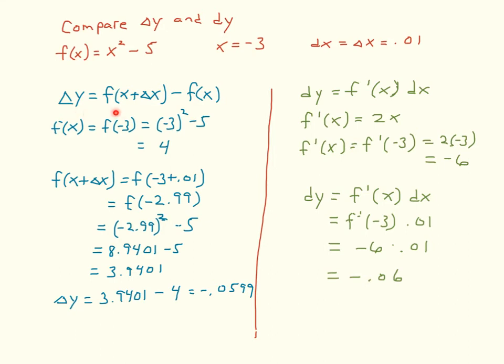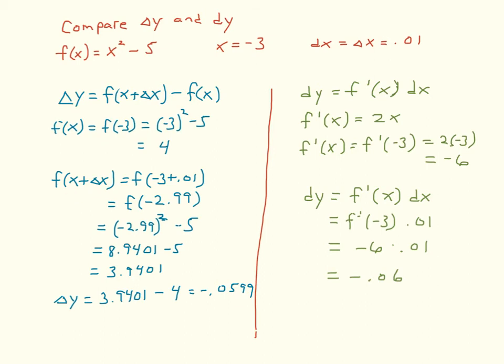So for our propagated error, it's going to be f of x plus delta x minus f of x. In this case, our measured value is negative 3. Our delta x is 0.1. So f of negative 3 is going to be negative 3 squared minus 5, which comes out to be 9 minus 5, which equals 4. So I know that second part is 4.